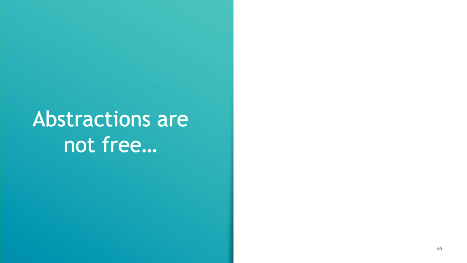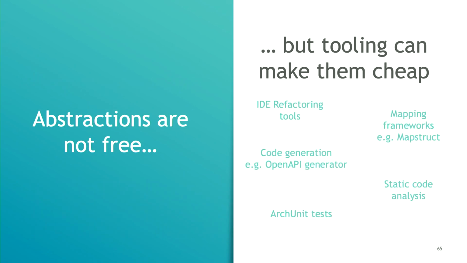Another thought is that abstractions are not free, but tooling can make them cheap. So you saw I used some refactoring tools of my IDE, which provides really great support. Mapping frameworks can help you get rid of a lot of boilerplate code. You can use code generation. For instance, the OpenAPI code generator is a really great tool if you have several layers. Static code analysis and ArchUnit tests can help you to enforce your boundaries in the CI pipeline. And there are a lot of other examples that can help you to make the cost of abstraction less.